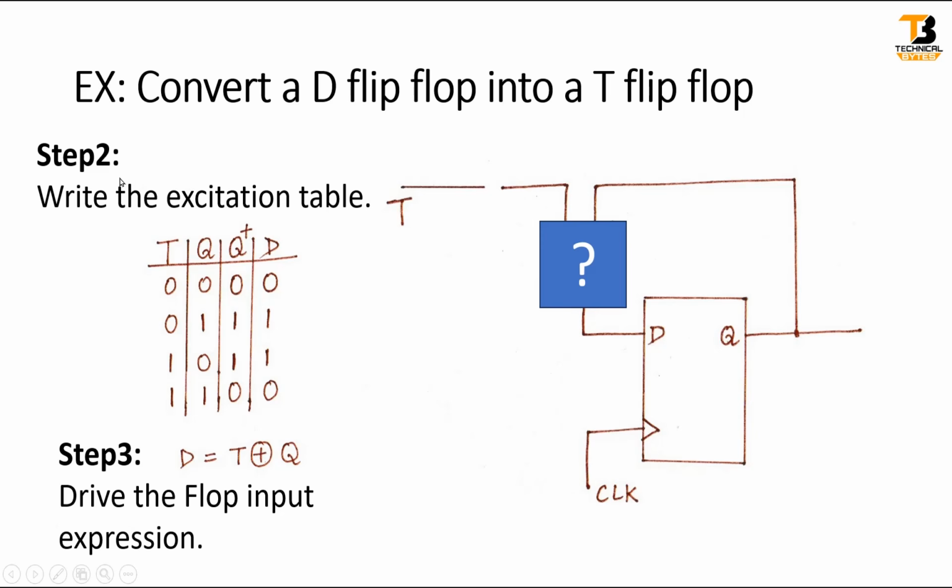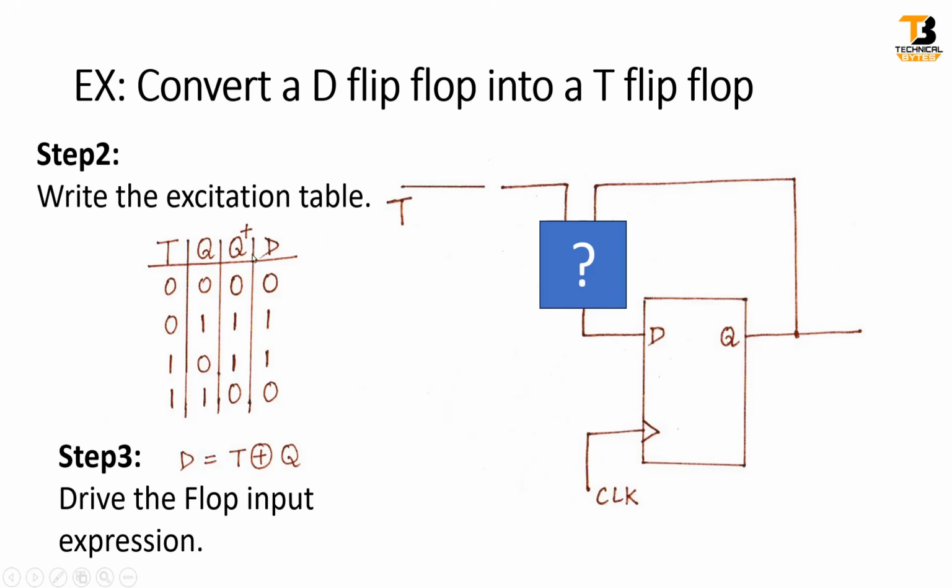Now friends, the second step is we have to write the excitation table. As it is clear that input to this unknown block is T and Q, let me write all the possible combinations for this T and Q inputs: 0 0, 0 1, 1 0 and 1 1. These are 4 possible combinations of T and Q. Now here I am writing Q plus. This Q is the current state of this flip-flop. Q plus is the next state.